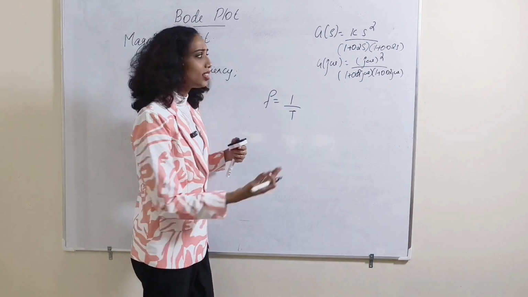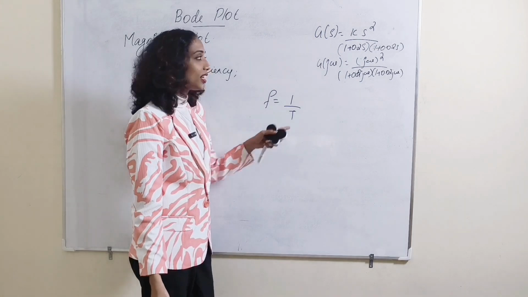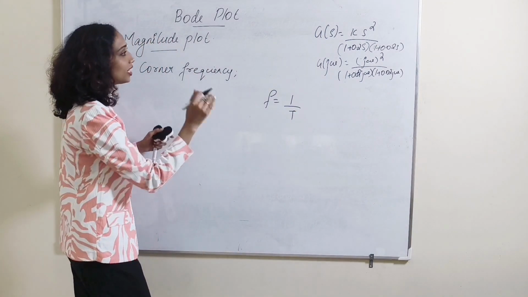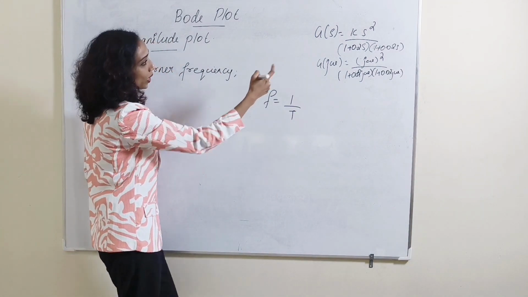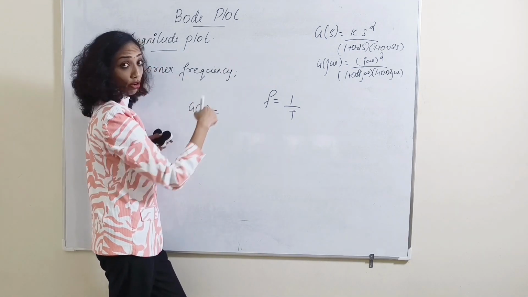Then what is the time period in this system? Here, it's simply saying that we have the system G of s. I would take this G of s.